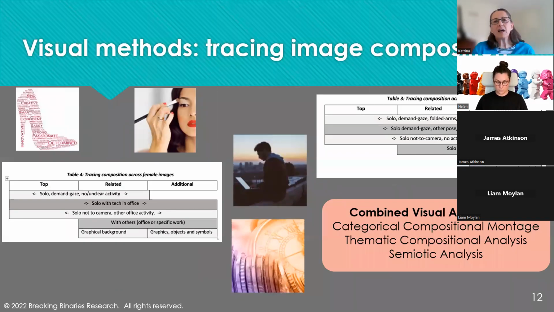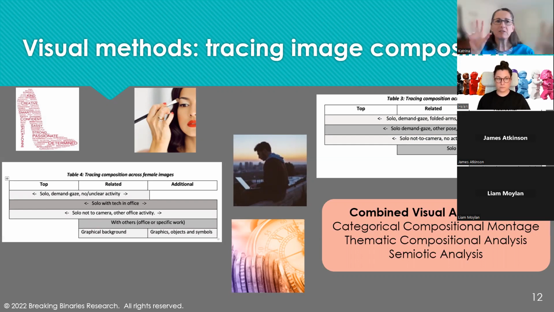So the second way in which we analysed these images was in applying the combined visual analysis mode of analysis. I realise that you will not be able to read the detail of the tables that I've presented here, but I just wanted to give them as an indication of the way in which we traced composition. So we did detailed compositional analysis, and what we then looked at was how that varied across the different online spaces that we looked at.